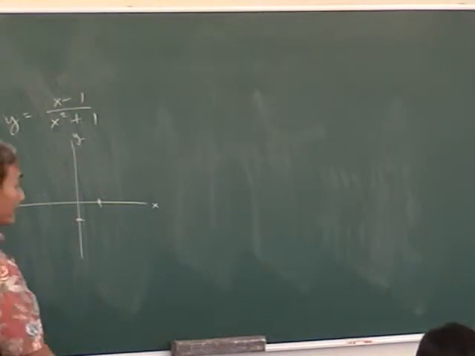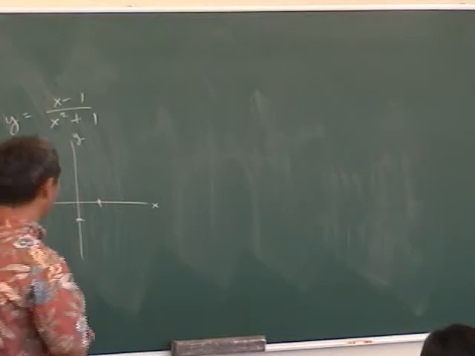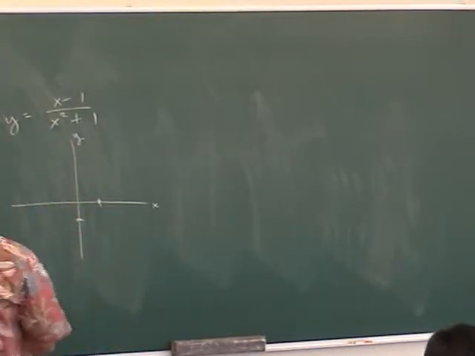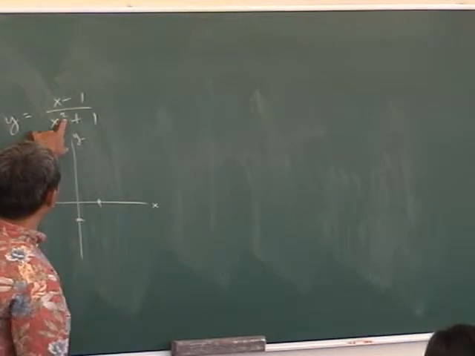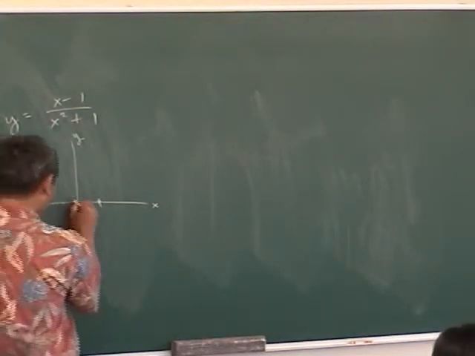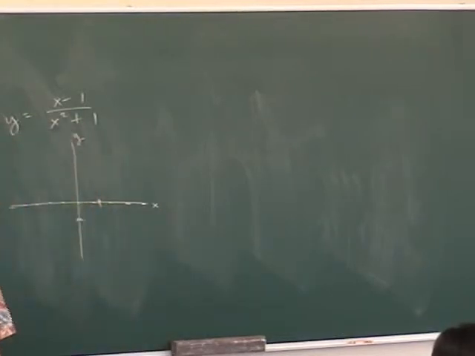No real number, right? Imaginary numbers, but we don't graph the imaginary numbers on the Cartesian planes. So no vertical asymptote. Horizontal asymptote. If the degree of the bottom is bigger than the top, y equals 0. Okay, here we go. So what do you think?